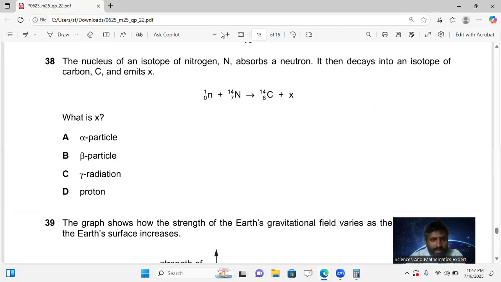The nucleus of an isotope of nitrogen absorbs a neutron. Okay, the neutron is absorbed, and it is going to show a decay to an isotope of carbon. It means the atomic number is decreased by 1, so 1 proton is lost, because the mass number is not changing. Only a proton is lost, and a neutron is added to balance. 1 proton is lost in the form of this X particle.